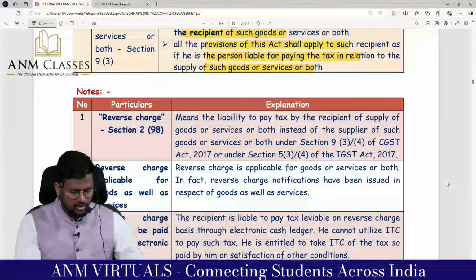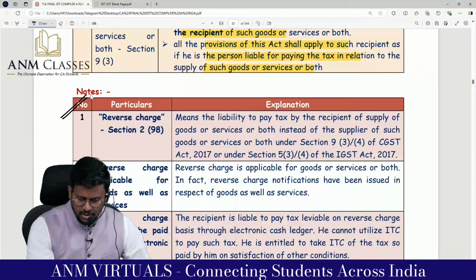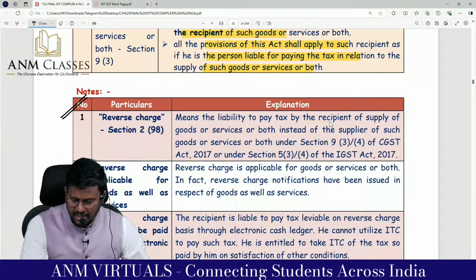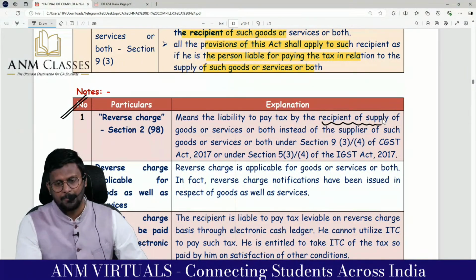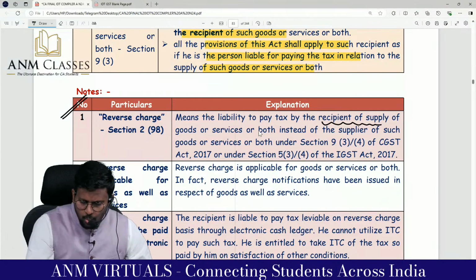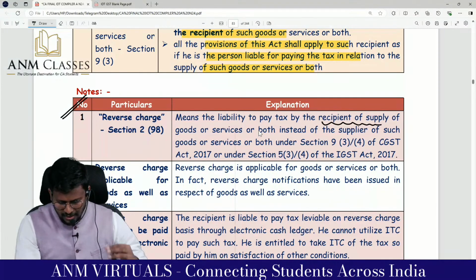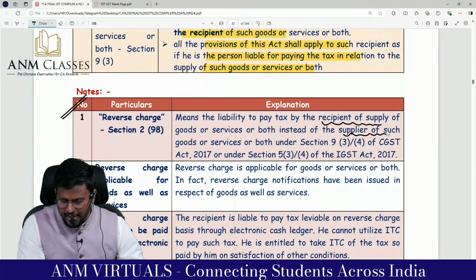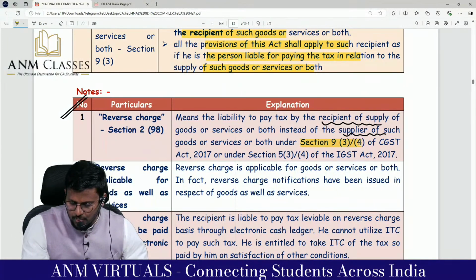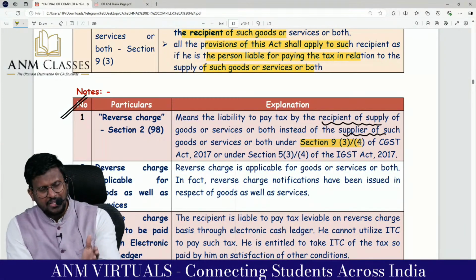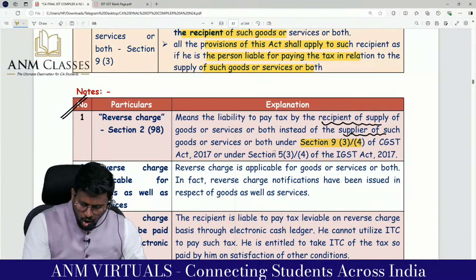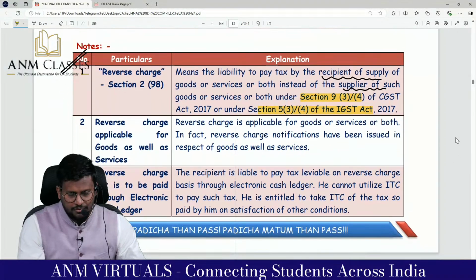Are you all really with me? Yes. Reverse charge means the liability to pay tax by the recipient of supply of goods or services or both, instead of the supplier of such goods or services or both, under section 9(3) or 9(4) of the CGST Act, or under section 5(3) or 5(4) of the IGST Act.